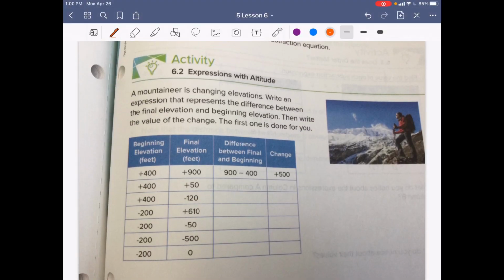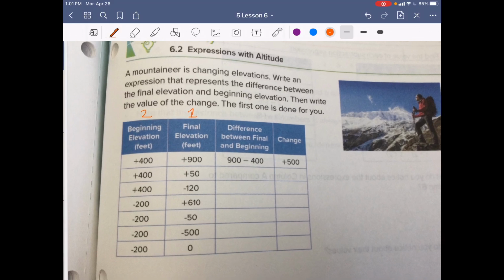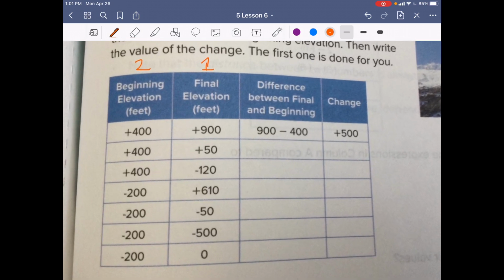A mountaineer is changing elevations. Write an expression that represents the difference between the final elevation and the beginning elevation. So when we write our equation, we're going to have the final first and the beginning second. That'll be our second number. Then write the value of the change. The first one is done for us.